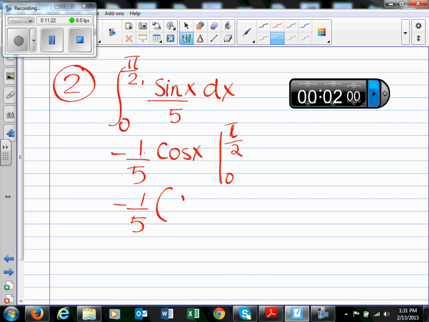The upper limit will be cosine pi over 2. See, in place of x, I'm substituting the upper limit. 1 over 5 is a constant, so I don't have to keep multiplying; I can multiply it into my final answer. So you understand how we substitute for trig functions? So cosine of pi over 2 minus cosine 0.